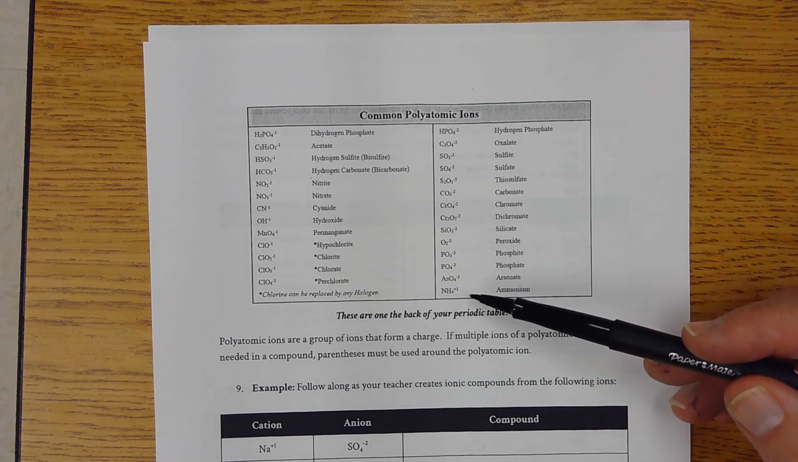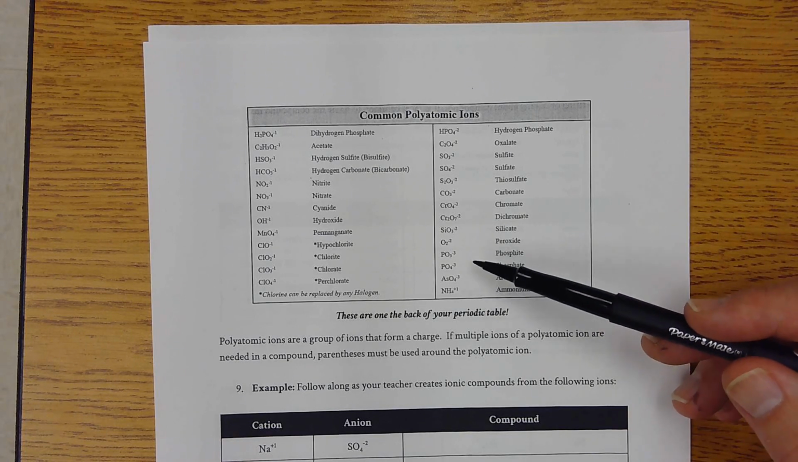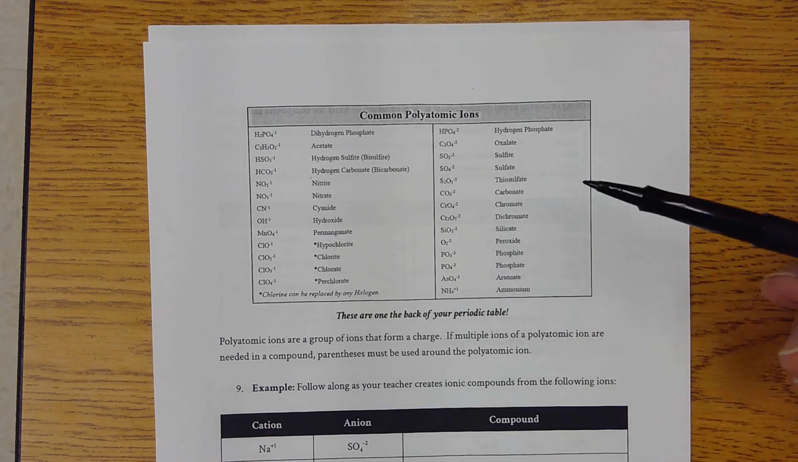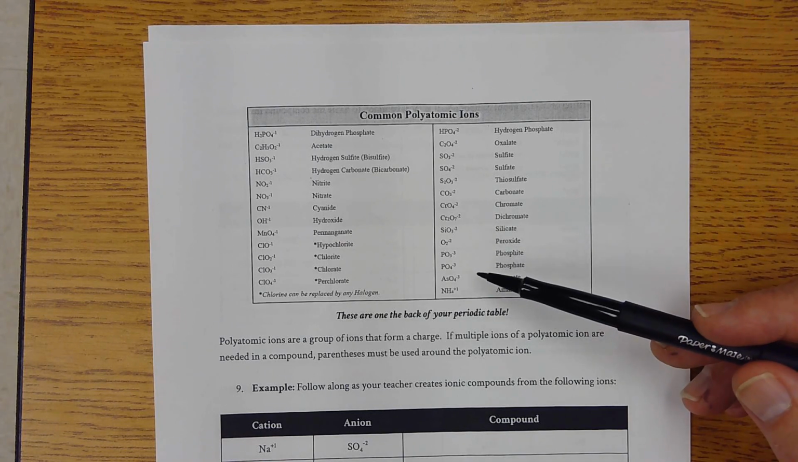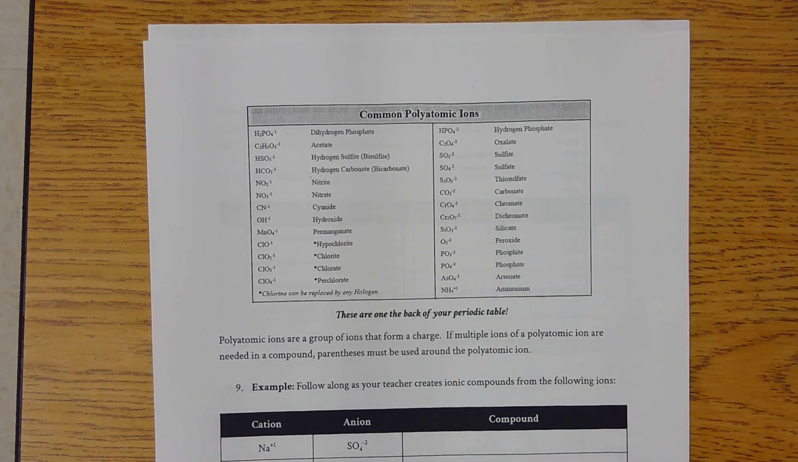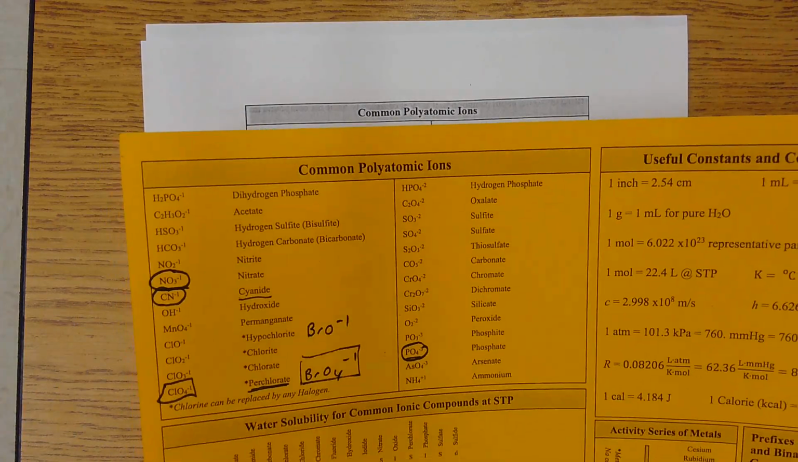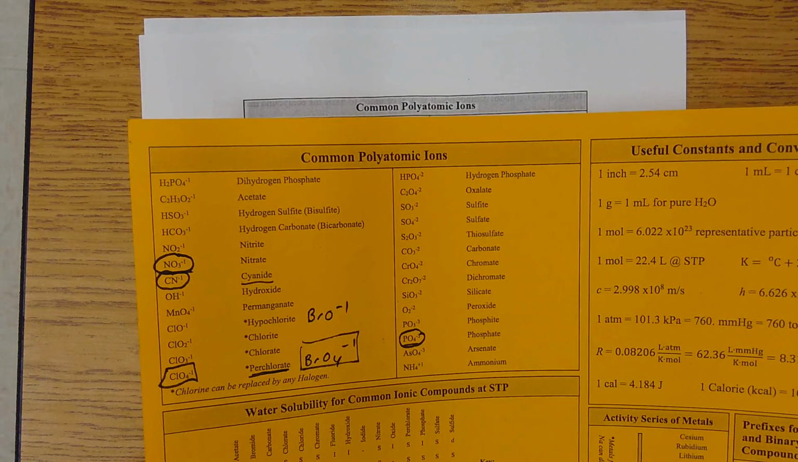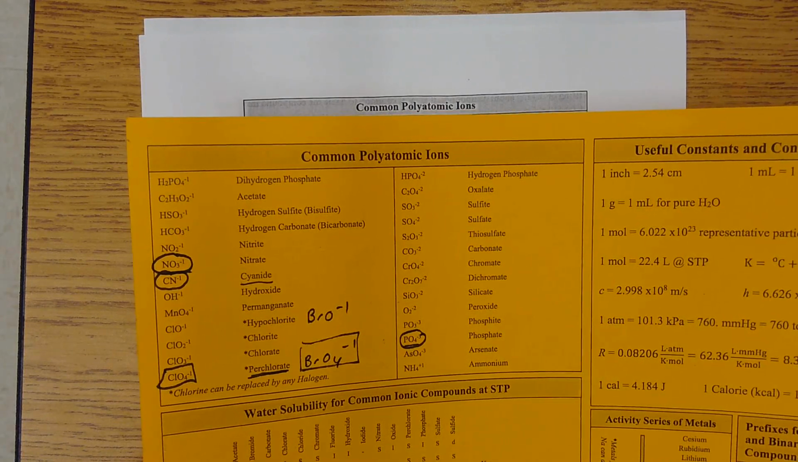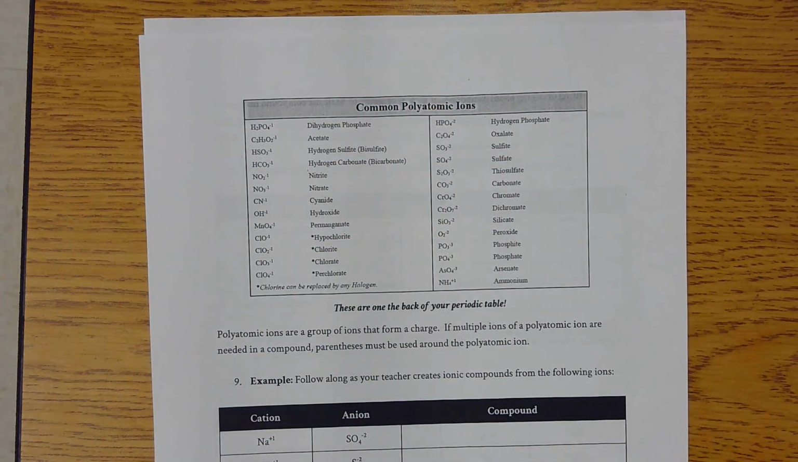And if you look, each one has a little charge next to it, and the charge is like an ion. When we write these out, it's really the same way that we'd write out our other ones, except for one little difference, which is dealing with parentheses. On the back of your periodic table, you also have a list of those polyatomic ions as well. So let's go through and take a look at how we're going to write these out.